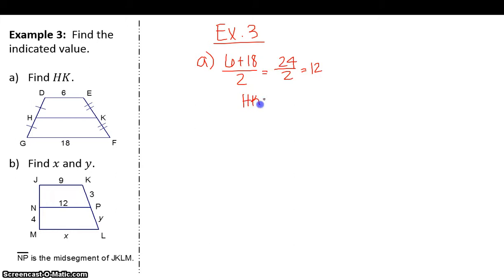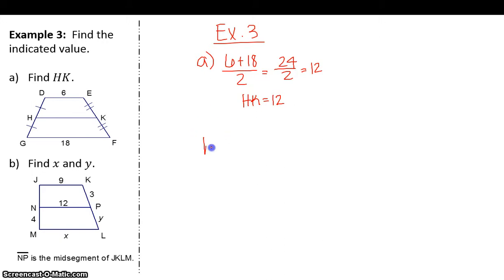So HK equals 12, which makes sense. From 6 to 12 is 6 units, and from 12 to 18 is 6 units. So you're basically finding that mid-segment length there. So you add them and divide by 2. Add the bases and divide by 2, I should say.